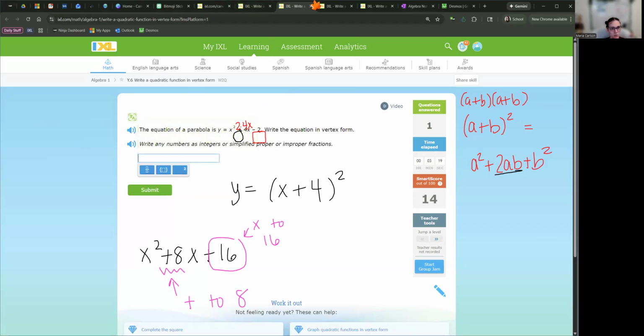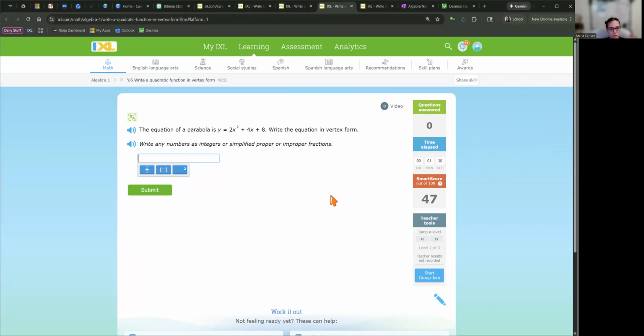All right, next one is going to be a little different. The equation of a parabola is y equals 2x squared plus 4x plus 8. Write the equation in vertex form. So looking at this, this now has an a value. So y equals ax squared plus bx plus c, and there is an a value, this 2. And all of the terms actually are divisible by 2. So let's take this y equals 2x squared plus 4x plus 8, and let's factor out a 2. So I'm going to divide all of these terms by 2 essentially.